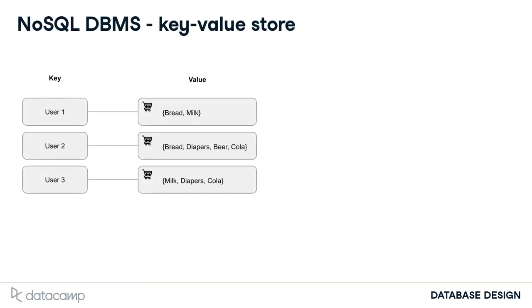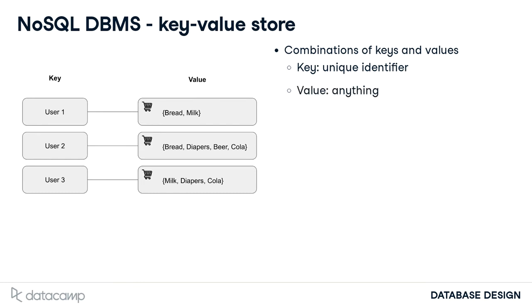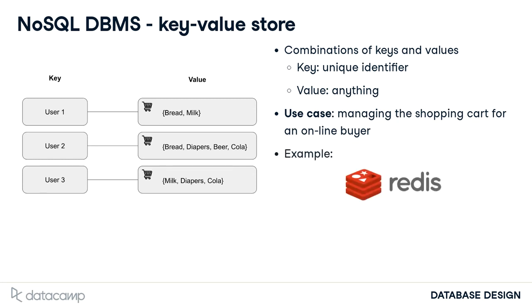A key value database stores a combination of keys and values. The keys serve as a unique identifier to retrieve an associated value. Values can be anything from simple objects like integers or strings to more complex objects like JSON structures. They are most frequently used for managing session information in web applications, for example, managing shopping carts for online buyers. An example of a key value DBMS is Redis.